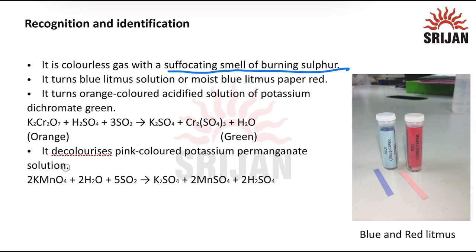It decolorizes pink colored potassium permanganate solution. So if we have potassium permanganate solution and we treat it with SO2, what will happen? The color will fade away, and the reaction behind that process is this one. Potassium permanganate, we expose it to SO2, the color will fade because these compounds are colorless. Okay, I hope it's all clear to you.